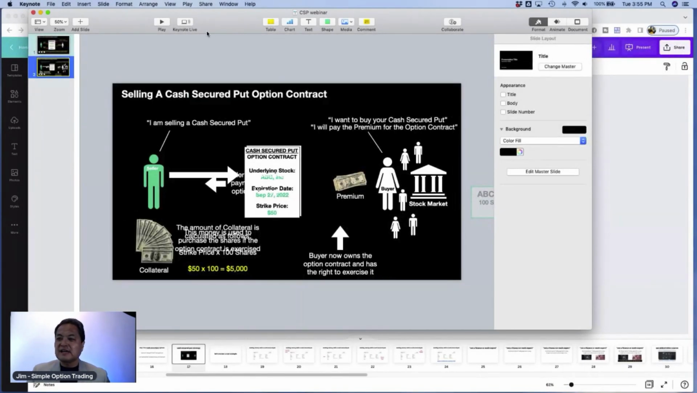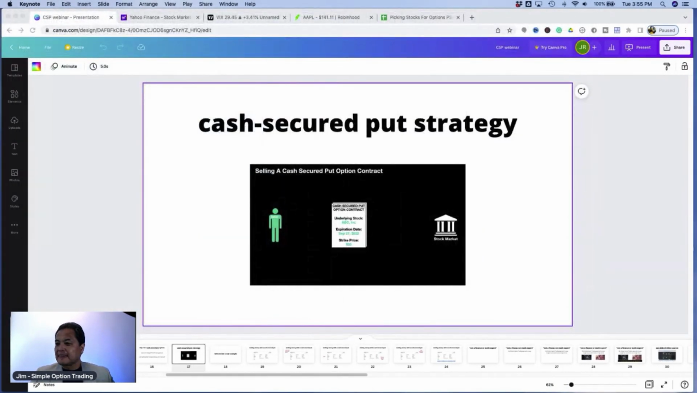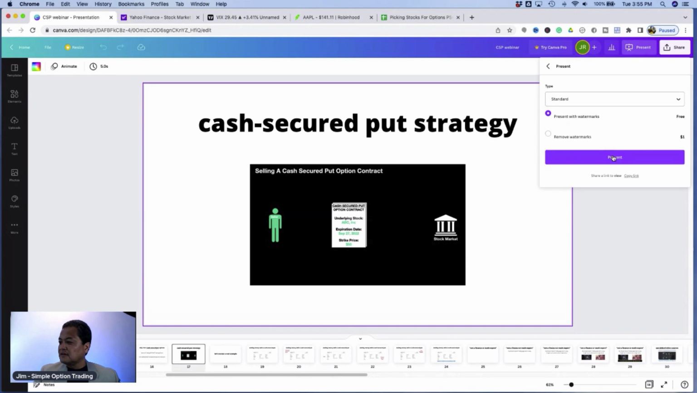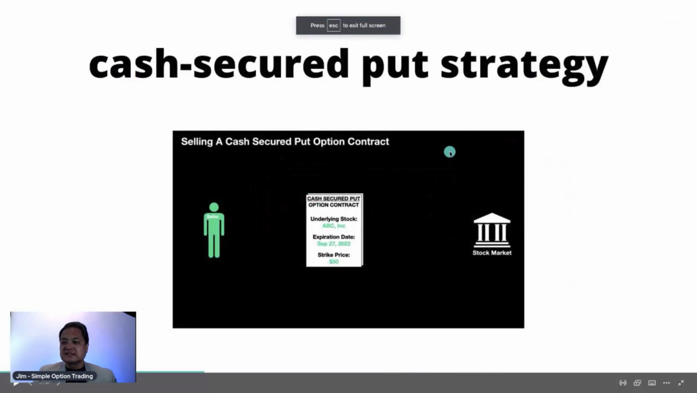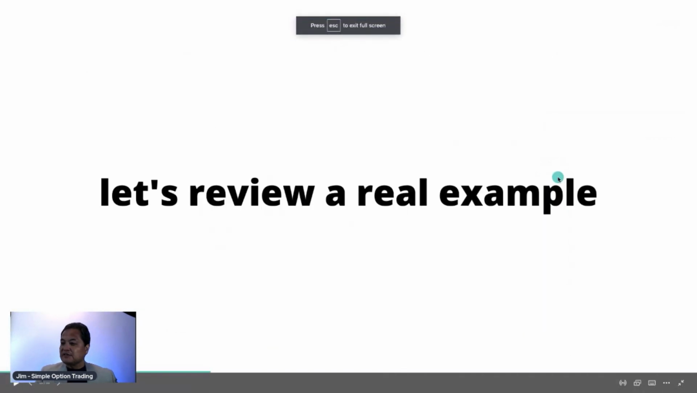All right, let's go back to the other presentation now, real quick. So I've talked a little bit about stock options and the mechanics behind how a cash secured put option works, me as the seller of the option contract, and how I can make money from it by collecting the premium payment. All right, getting back into presentation mode here. So we walked through that.